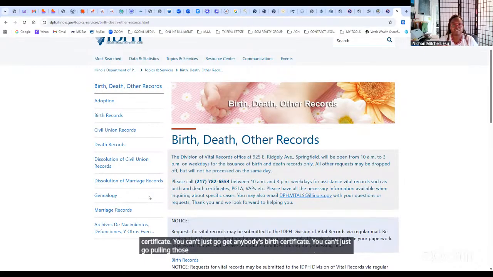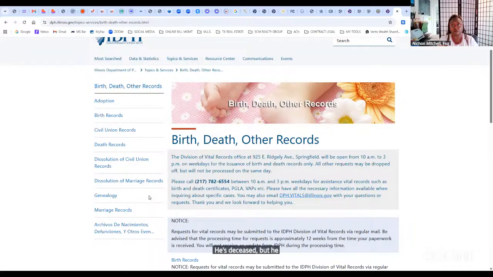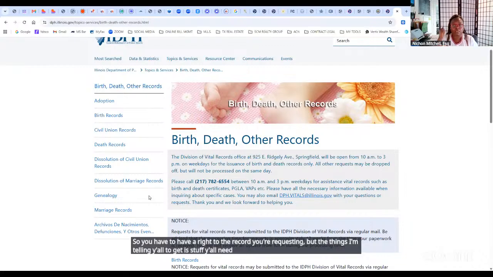So I can get my father's birth certificate, but that's because I have a power of attorney on the estate, right? I mean, he's deceased, but he ain't been deceased that long. So you have to have a right to the record you're requesting. But the things I'm telling y'all to get is stuff y'all need. Even if your kids are grown, get their birth certificates because a lot of times they don't even have it.